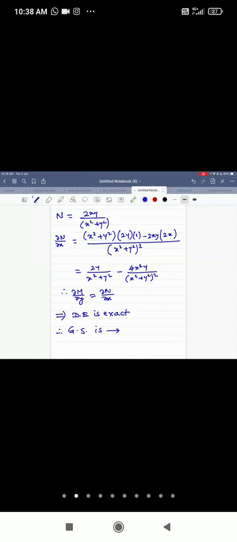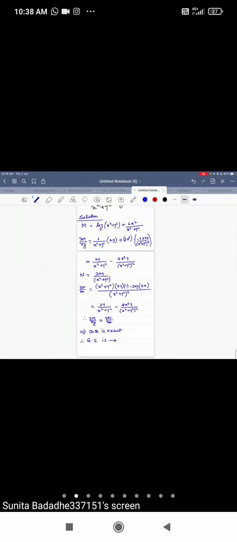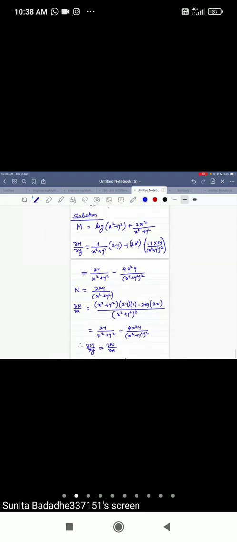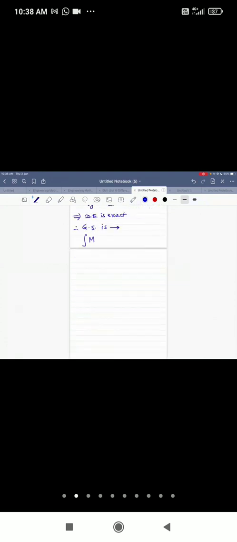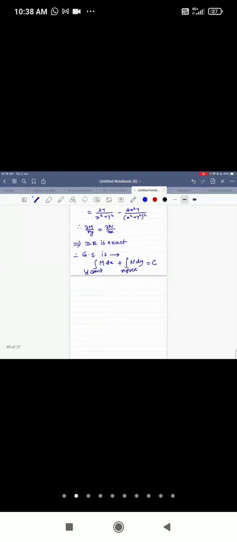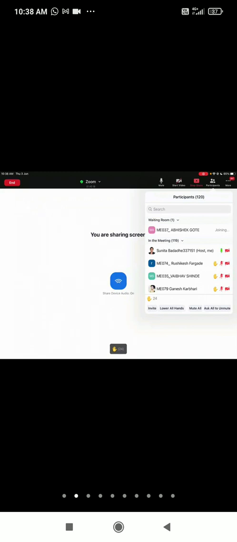Yes, what is the formula for the general solution? Integration of M dy. Now here your answer is correct. Those who are writing, please don't write. Just listen. Integration of M dx, with y constant, plus integral of those terms of N free from x dy, equals c. Okay, this answer is absolutely correct. Right? Answer is absolutely correct.